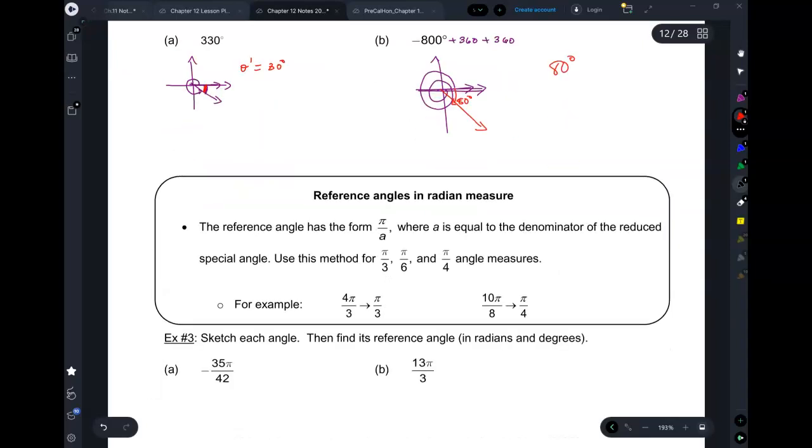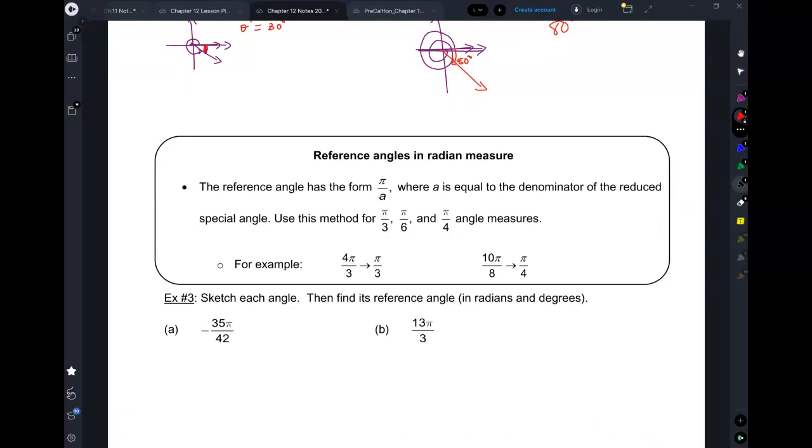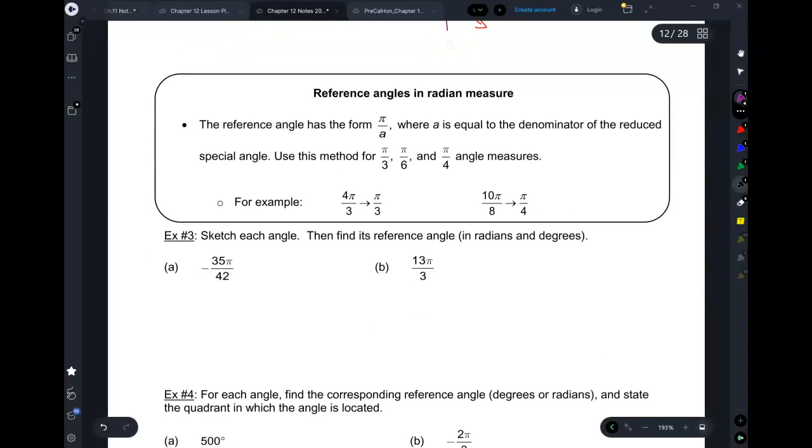Okay. Now, it's so much easier in radian, because in radian, the reference angle is just pi over a, where a is just the denominator of your angle in reduced form, okay? So, suppose you have pi over 3, pi over 6, pi over 4. These are all reduced, right? That's what your reference angle is. So look, 4 pi over 3, reference angle is just pi over 3. 10 pi over 8, is it reduced? It's not reduced. If I reduce it, it'll be 5 pi over 4, so it's just pi over 4. That's how easy it is.